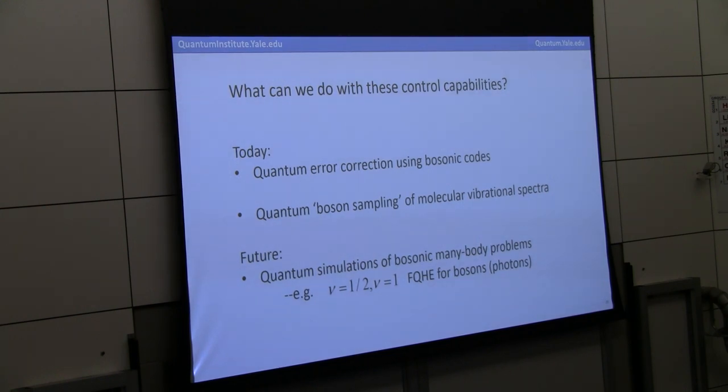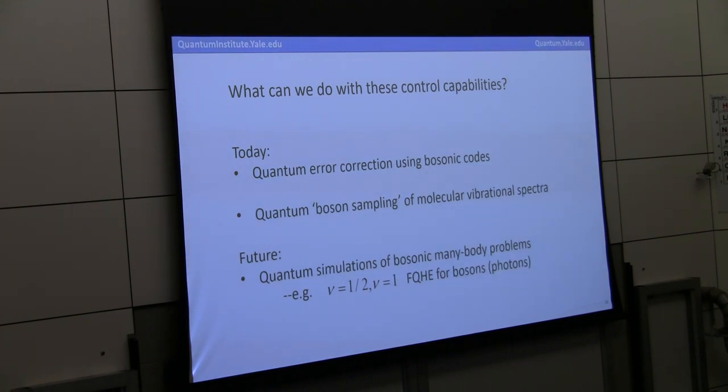You think they have charge in a magnetic field. We can also make the bosons interact. So maybe we can make fractional quantum Hall effect for bosons, in this case, microwave photons. So I'm going to show you a little bit about molecular vibrations.